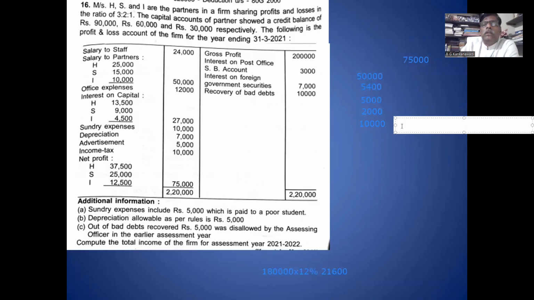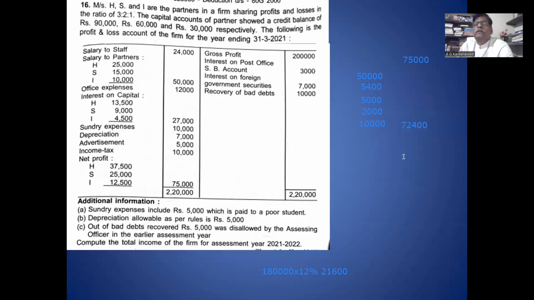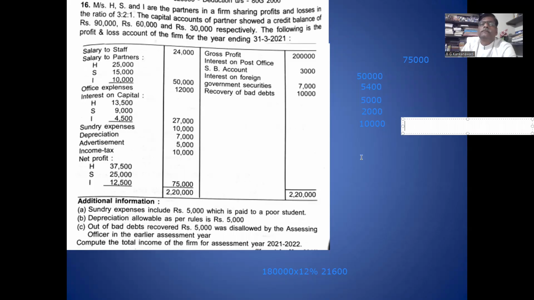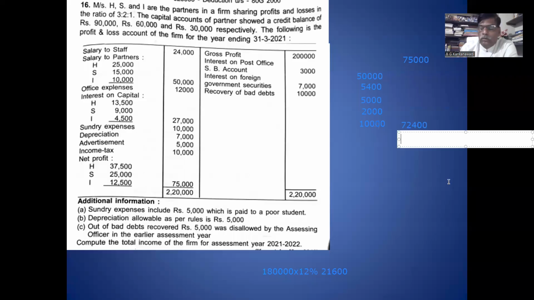I think it is 72,400. Check it. 72,400 is the addition. If you add this, your total is 1,47,400. Then you deduct the other head incomes and allowable expense.